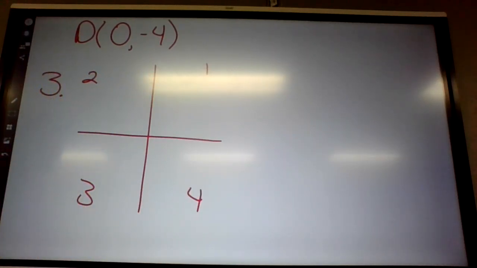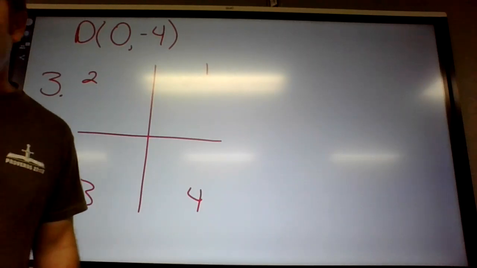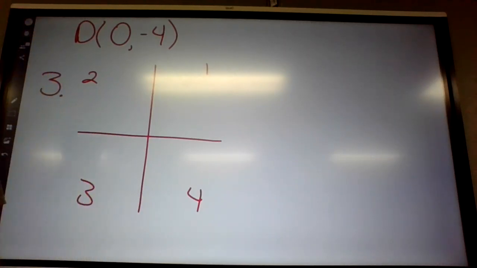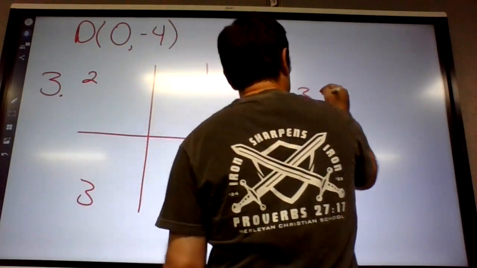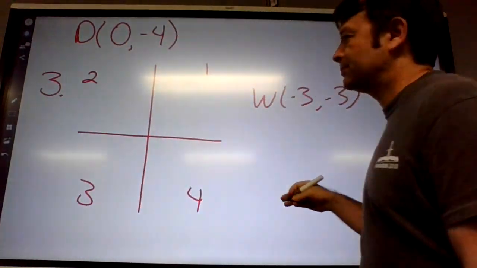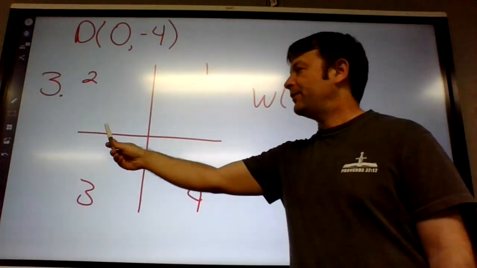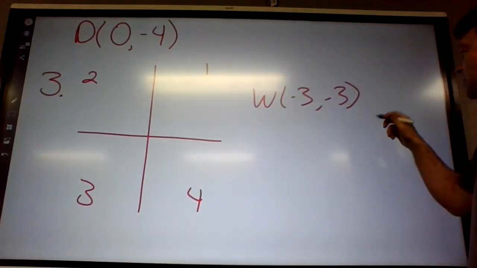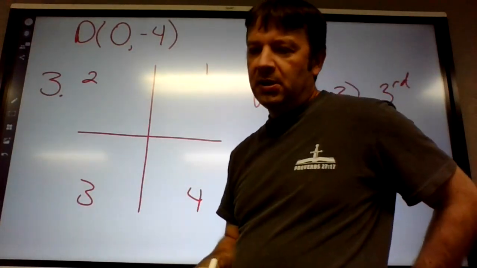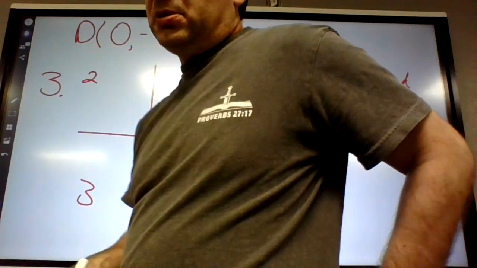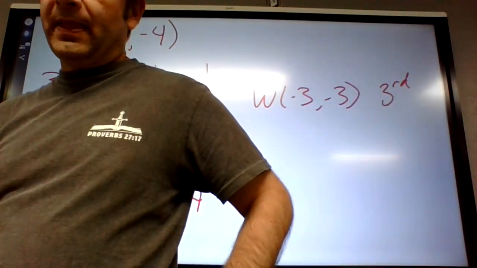So, reading number 3, W says -3, -3. What quadrant would this be? That would be the third. Third quadrant. Left 3, down 3. Third quadrant. We should do what we're doing right now.